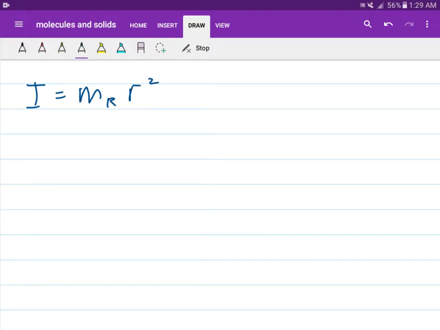so I is equal to m sub r times radius squared. So what is m sub r? M sub r is the reduced mass.